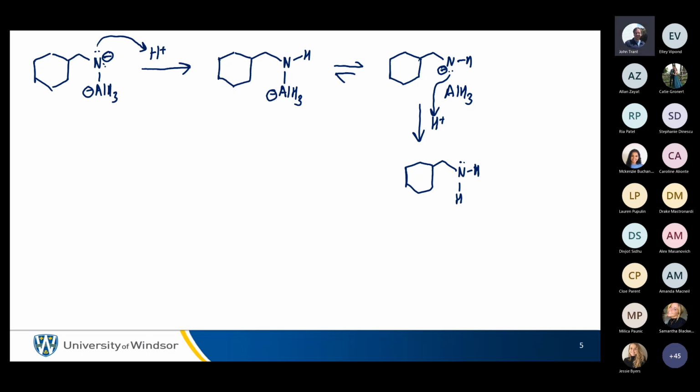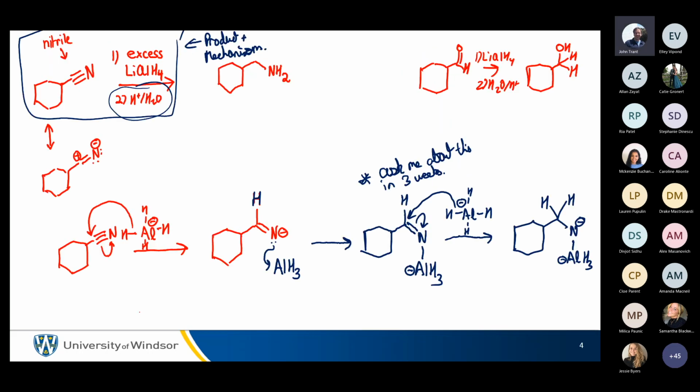So the question here, there's a few things I want to point out which I really like with this example. One is, I was really careful not to generate a double negative on nitrogen at any one point. I do have something that looks really unstable here. It's because I'm lying to you a little bit.